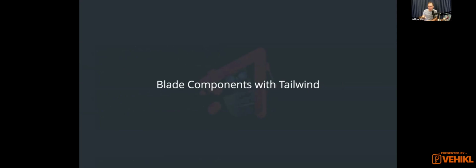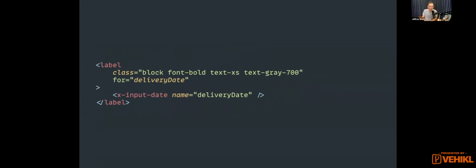Okay, so now that we understand the essentials of Blade components, that might be a recap for some of you, or it might be brand new for others. Let's add another layer. So we're going to pull in Tailwind a little bit. Okay, so have a look here, a simple label that uses an input date Blade component. Okay, so if I could go back in time again and show my former self this piece of code, I think, again, I would have some choice words for this.